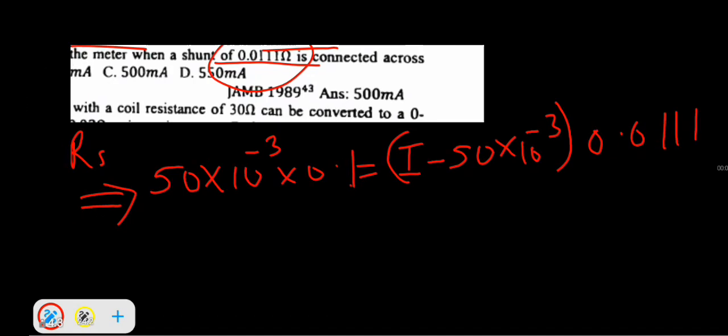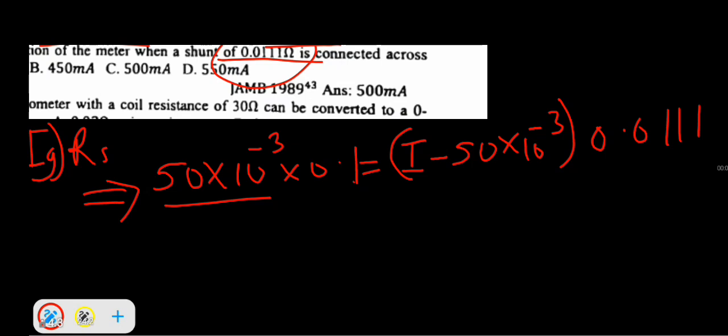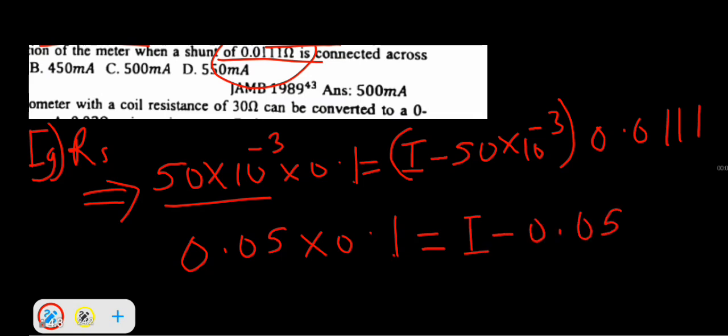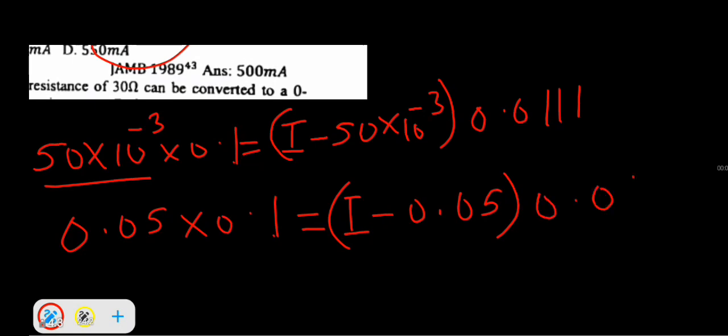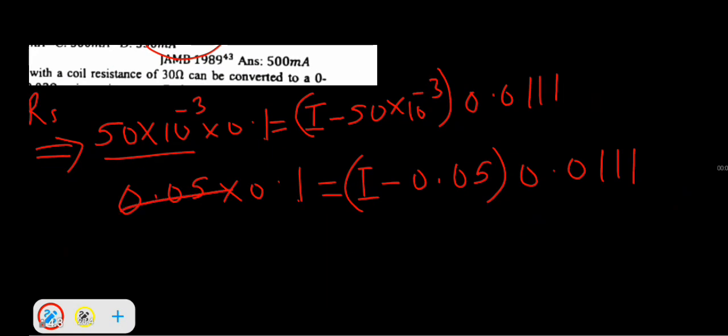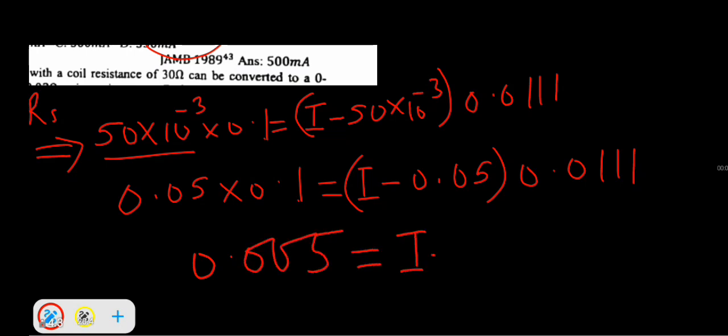So the next step is to just break this down. 50 times 10 to the power minus 3 means 50 times 0.001. If you multiply that, you get 0.05 times 0.1 is equal to I minus 0.05. Then here you have 0.0111. So multiplying these two, we get 0.005 equals I minus 0.05, times 0.0111.